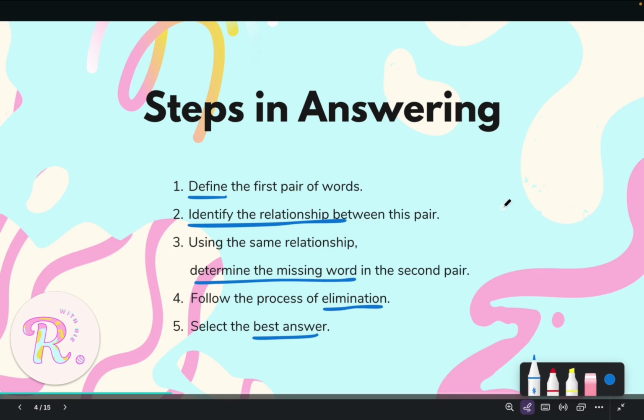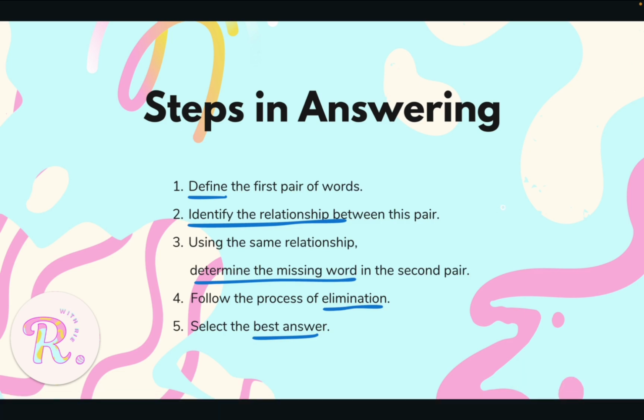Okay, so what are the steps again? We define, identify the relationship, determine the missing word, eliminate, and then choose the best answer. So let's proceed with the common relationships in the NMAT verbal analogies.